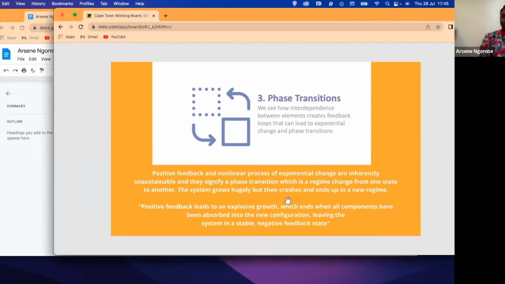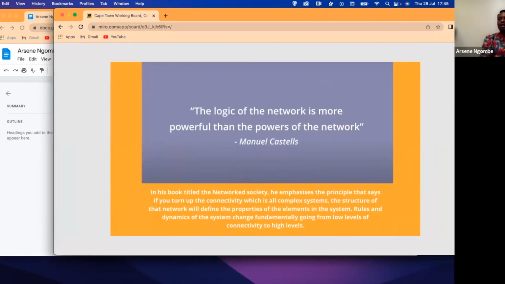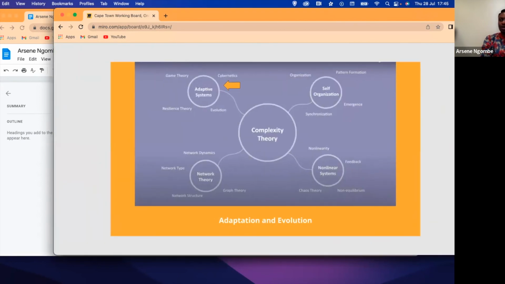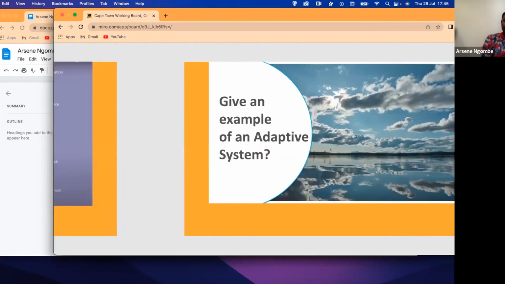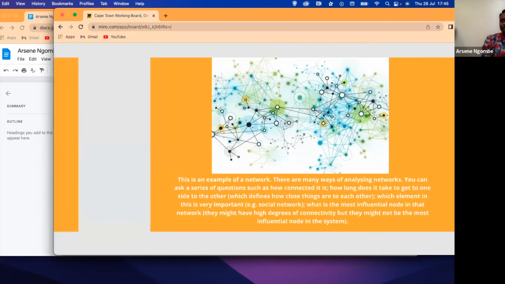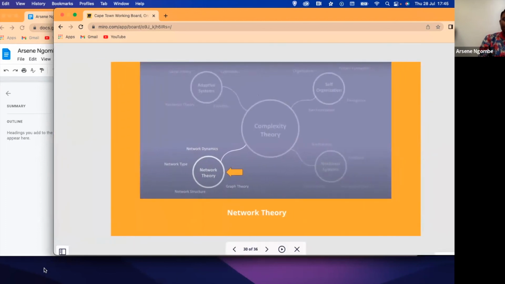Yeah, just to add on the points that you just made, Linda. Now that we've spoken about the phase transition, I think we should talk about network theory. We will look at network theory, speak about networks, and then maybe stop there. Adaptation and evolution we can explore in the next session because of time. Okay, so anybody want to share about network theory?